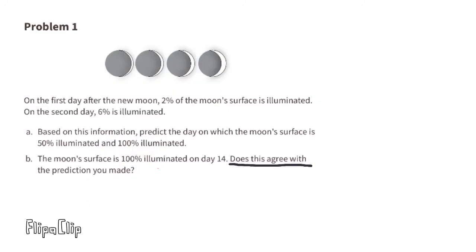B. The moon's surface is 100% illuminated on day 14. Does this agree with the prediction you made? No, it doesn't agree. The prediction I made was 100% illuminated around day 26.